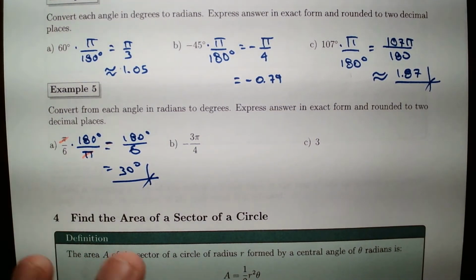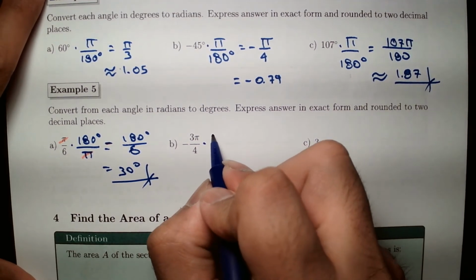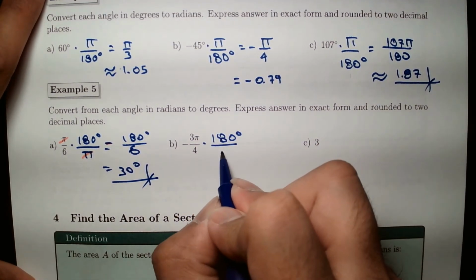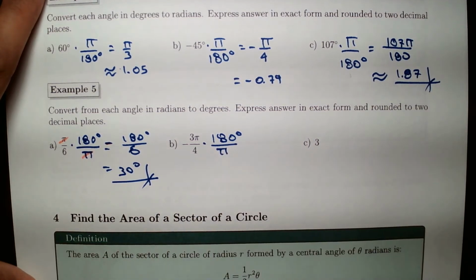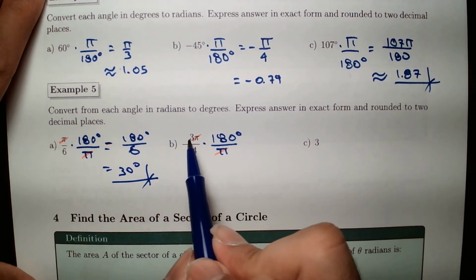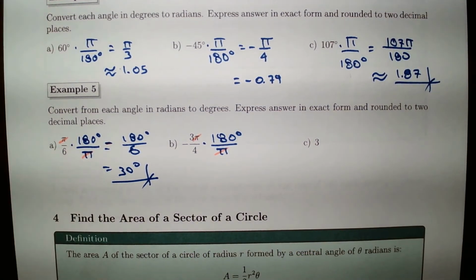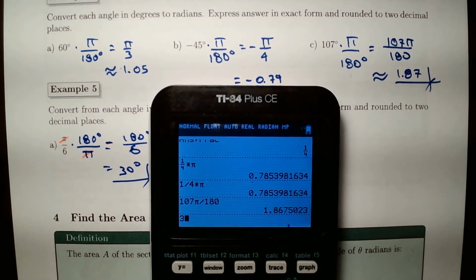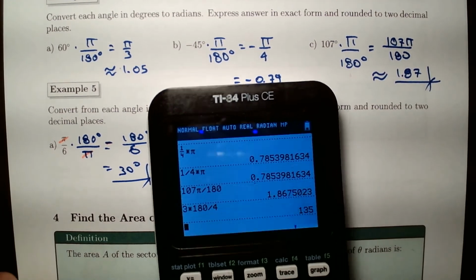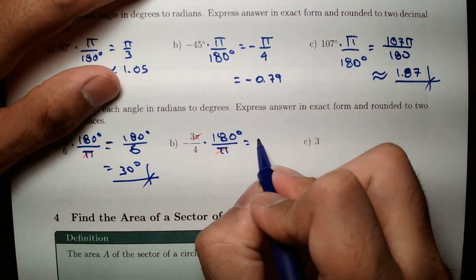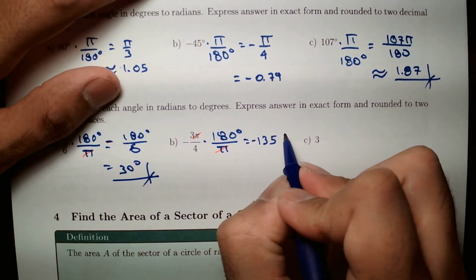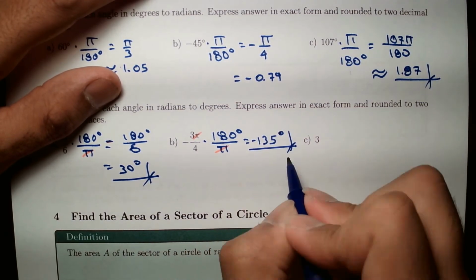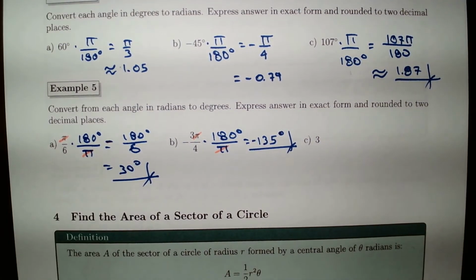All right. And for part B, let's do the same, 180 degrees over pi. The pi symbol goes away, those cancel. Well, we can multiply 3 times 180 and then divide by 4. Let's see what we get. 3 times 180 and then divide by 4, and that's 135, but keep in mind that this is a negative angle.